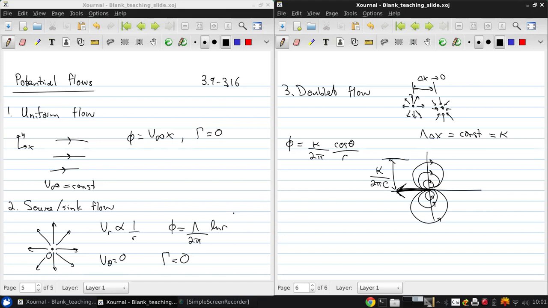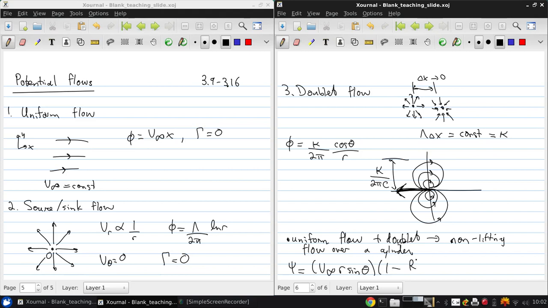And now we can start putting these together and getting something more interesting. So if we take a uniform flow plus a doublet, this gives the non-lifting flow over a cylinder, with stream function psi equals V infinity r sine theta times 1 minus R squared over r squared, where capital R is the cylinder radius. And remember, because this is an inviscid flow, the drag on this cylinder will be zero.